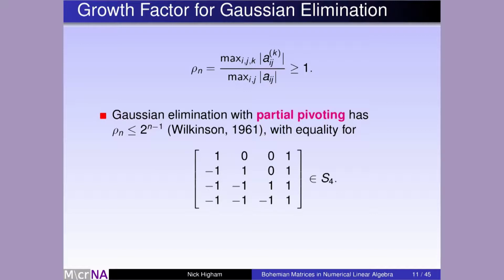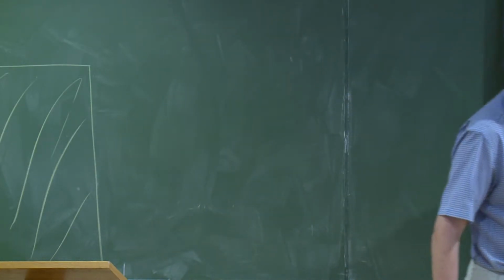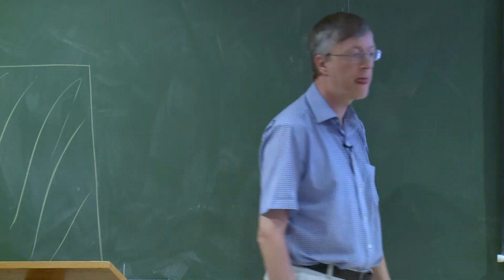He proved that for partial pivoting, which I'll define in a moment, rho n is at most 2 to the n minus 1, and found a class of matrices that attains that worst case, which is illustrated by this 4x4 matrix here. So clearly a Bohemian matrix. And what happens as you eliminate here is you just get growth of powers of 2 in the last column.